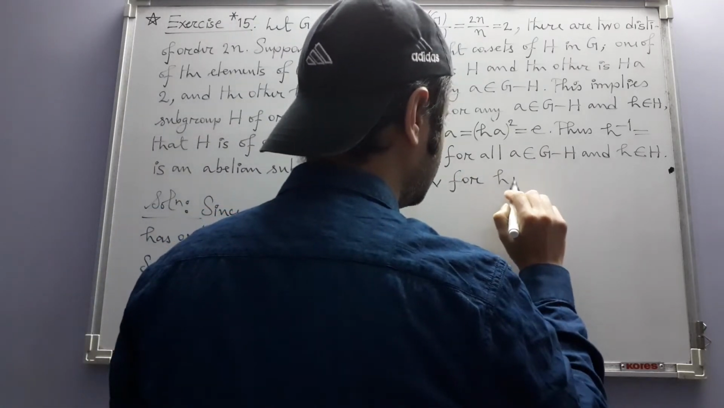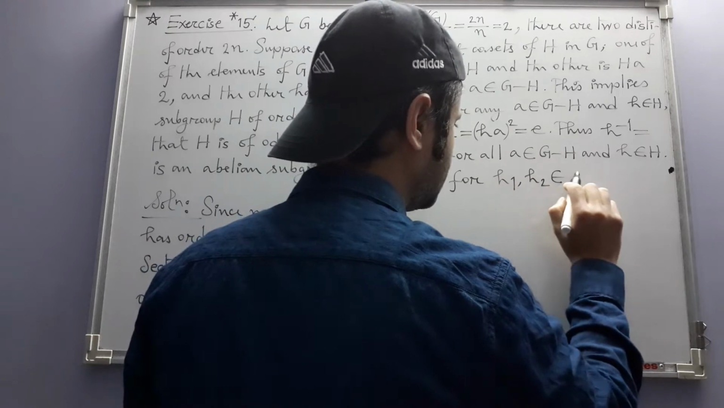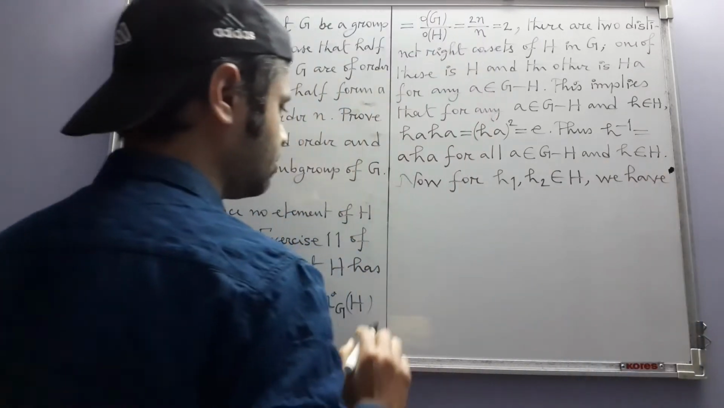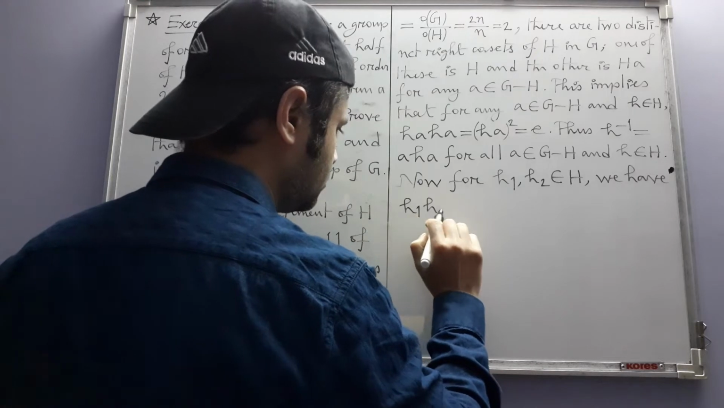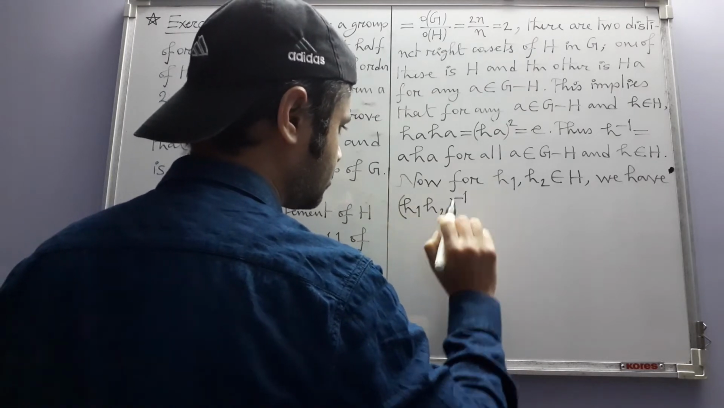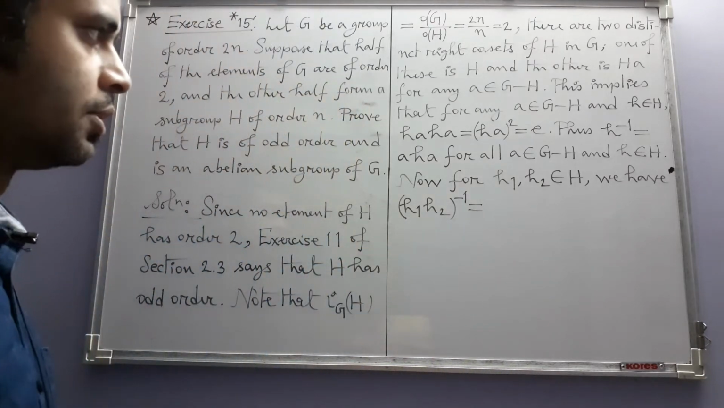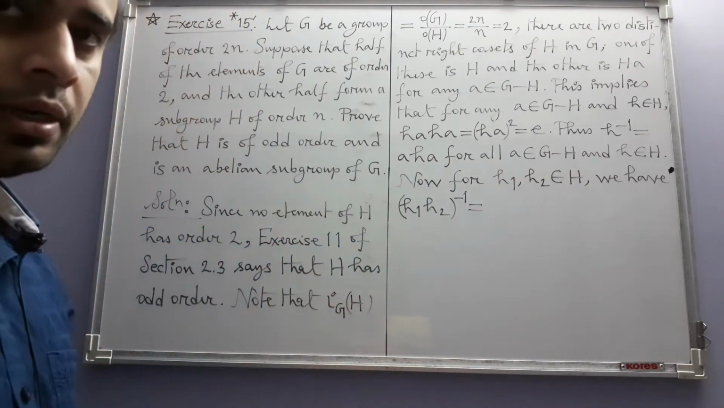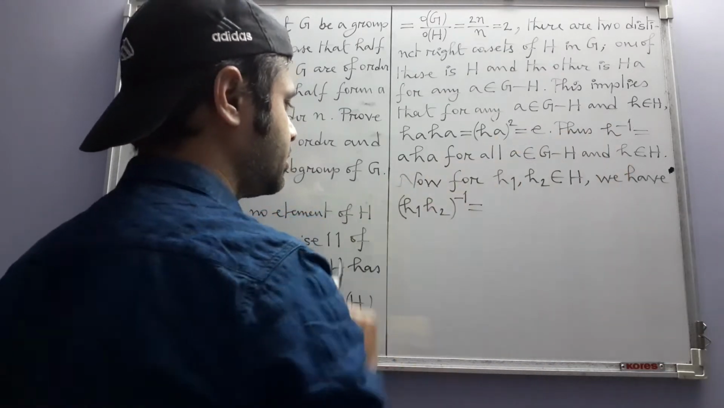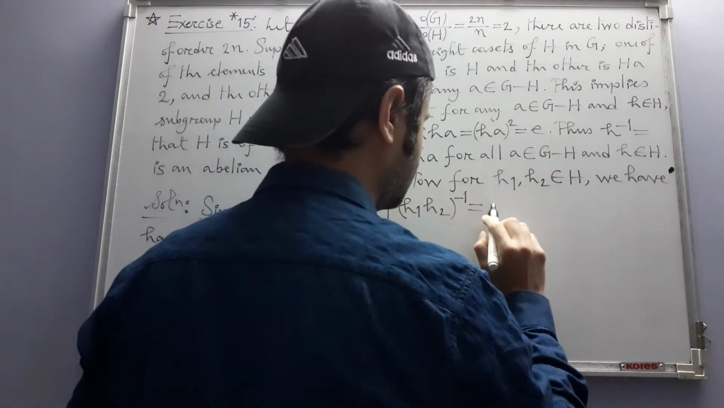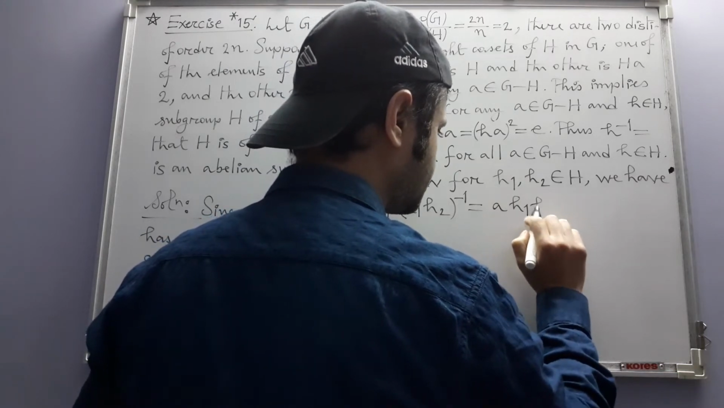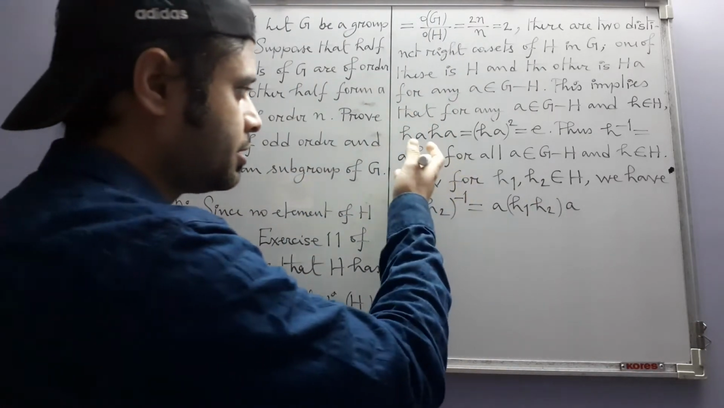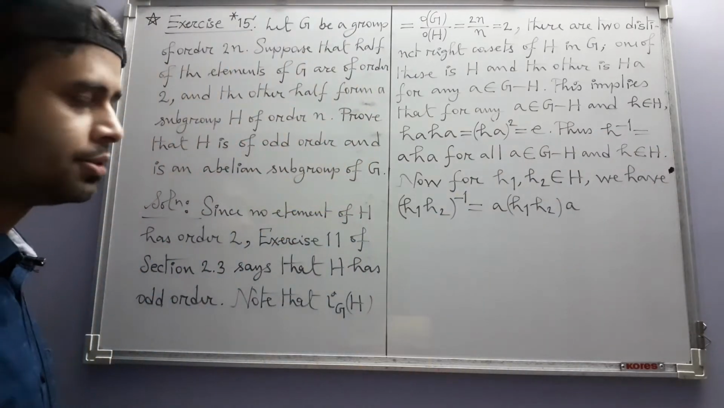Now for any two elements H1 and H2 in H, we have H1 H2 inverse equal to, you see, because H is given to be a subgroup, so H1 H2 is again an element in H. So this equation tells us that H1 H2 inverse is AH1 H2 A, and that is because this equation is true for all H belonging to H.